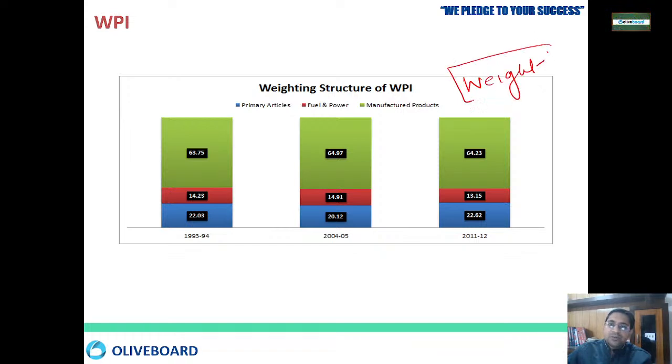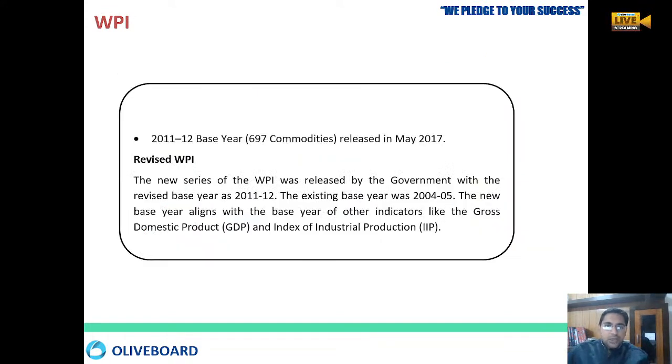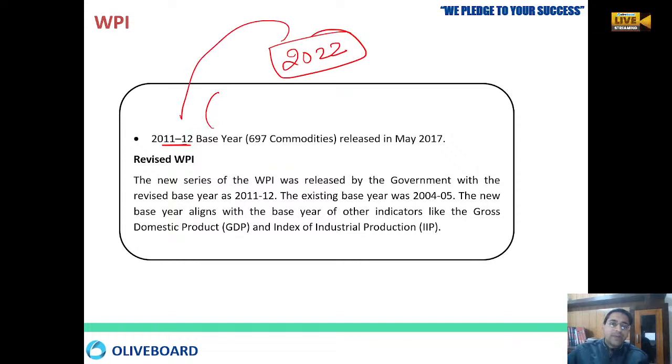This is the weightage that has been given to the various articles. Earlier, in 1993-94, the maximum weightage was given to manufactured goods. Then 22.3% weightage was given to primary articles, and 14.2% to fuel. Then in 2011-12, the weightage of manufactured goods was increased, and the weight of primary articles was also increased, but the weight of fuel and power decreased. So this is the weightage given to the WPI basket. 2011-12 is called the base year. That means whatever we are comparing, if we are comparing 2022 data, we are going to compare with 2011-12. So the base year is 2011-12.